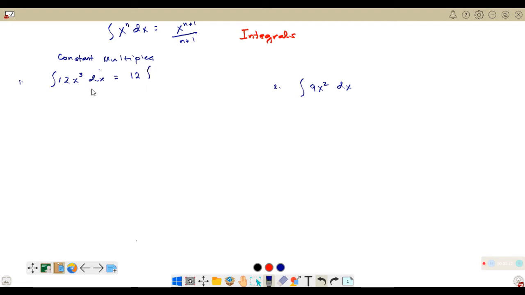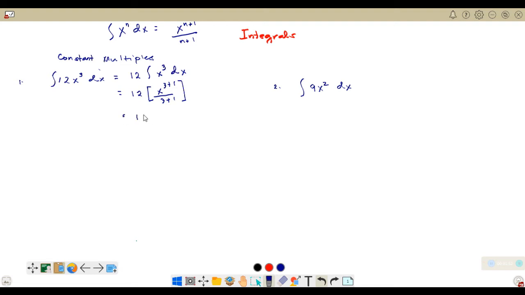First, let's factor out 12. Let's take it out of the integration symbol. Inside the integral, we are going to be left with x cubed dx. And from here, we can use our magic formula, x raised to n plus 1 over n plus 1. Magic formula na talaga yung tinawag ko sa kanya. Shortcut. Kung gusto nyo tawagin shortcut, go. So, we have 12 times x raised to 3 plus 1 over 3 plus 1. So, that is going to be the integral of x cubed dx.